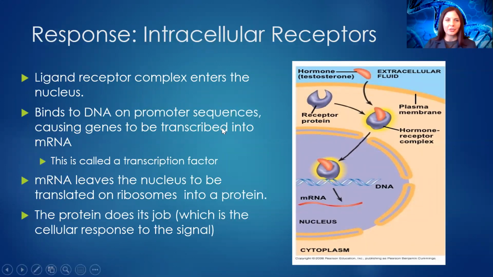So the ligand receptor complex will enter the nucleus. It binds to DNA on promoter sequences, causing those genes to be transcribed into that messenger RNA strand. The messenger RNA strand is then going to be able to exit the nucleus, and this is called a transcription factor. That messenger RNA leaves the nucleus to be translated on ribosomes into a protein. So then those proteins can go out into the cell and perform all of the numerous types of functions that they're meant to do.